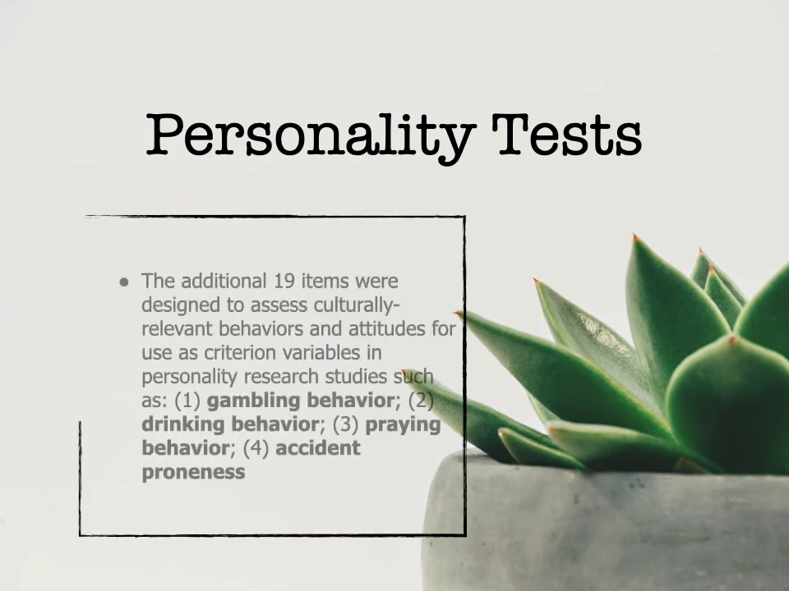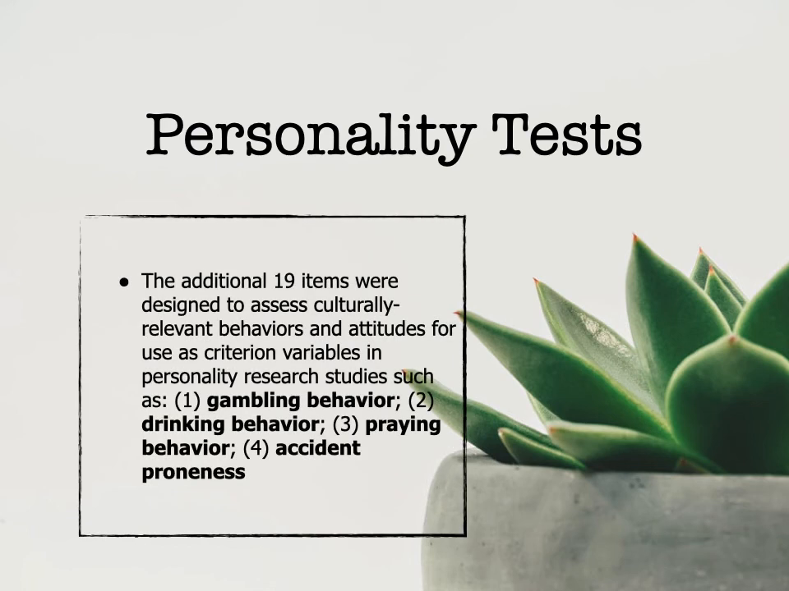And lastly, there are additional 19 items designed to assess culturally relevant behaviors and attitudes for use as criterion variables in personality research. So it tackles gambling behavior, drinking behavior, praying behavior, and accident proneness. So these are 19 items measuring these four culturally relevant behaviors.